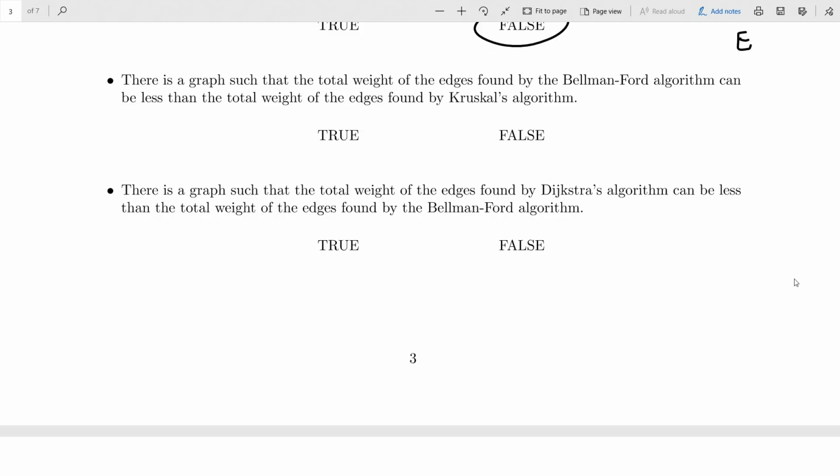Kruskal's is finding a minimum spanning tree. And we're asked, is there a graph such that the total weight of all the edges found by Bellman-Ford can be less than the total weight of all edges found by Kruskal's? Okay, Kruskal's found a minimum spanning tree. So the total weight of all the edges in the tree found by Bellman-Ford can't be less than that of a minimum spanning tree. Yeah?